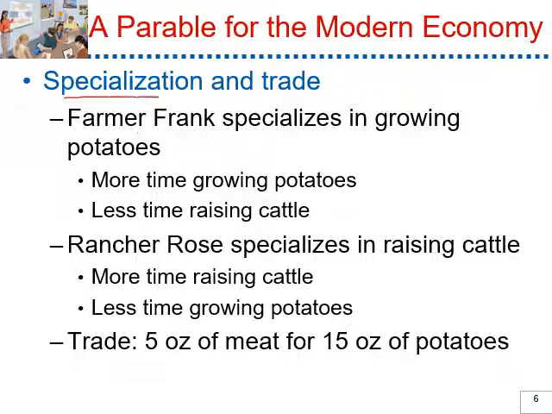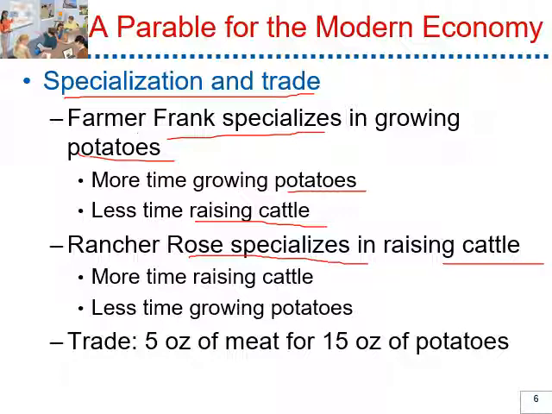Looking at specialization and trade, Frank specializes in growing potatoes. Frank would spend more time growing potatoes and less time raising cattle. Rose, on the other hand, specializes in raising cattle. Rose would spend more time raising cattle and less time growing potatoes. So for trade, let's assume that you need 5 ounces of meat for 15 ounces of potatoes.